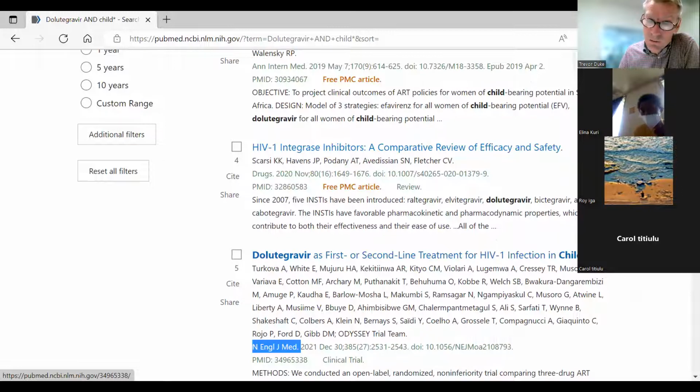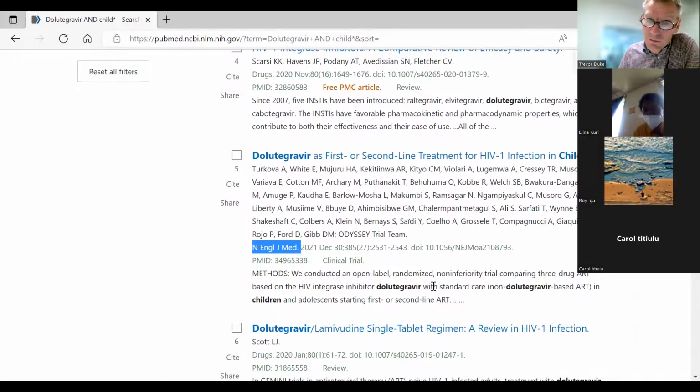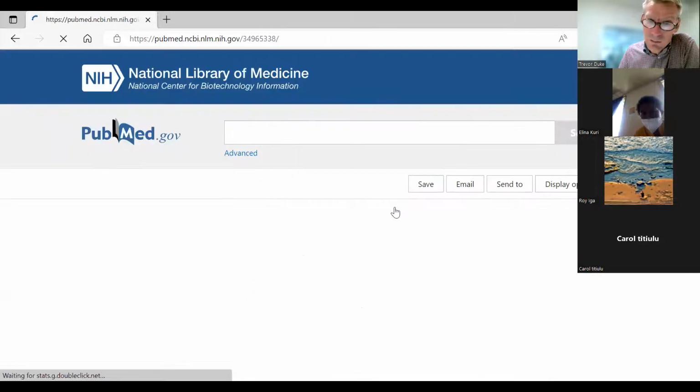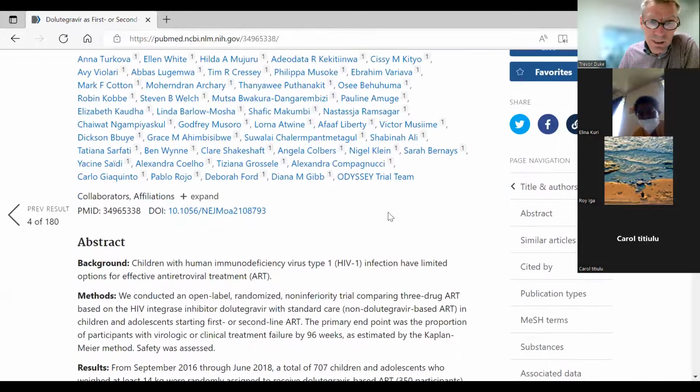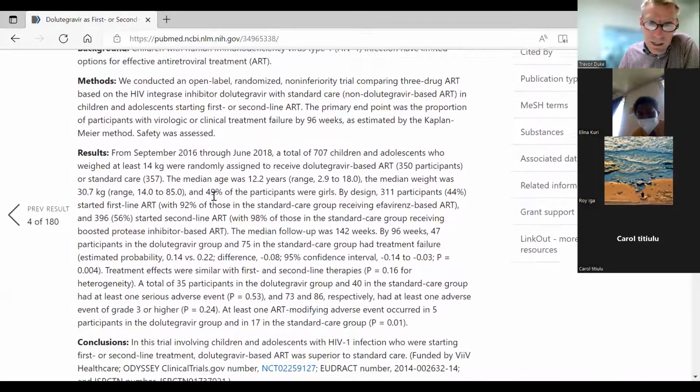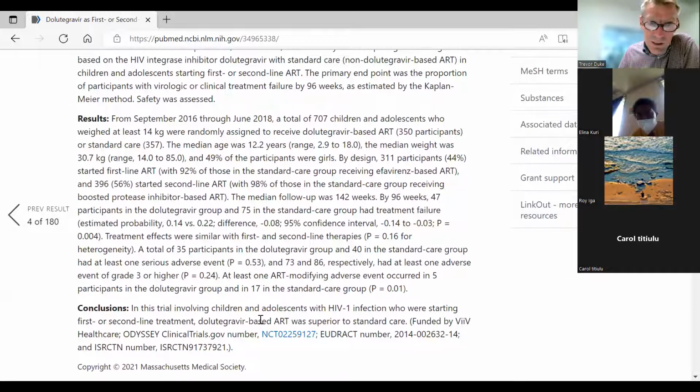You can see it's got both terms. And from that, it's likely that we'd find the results. Let's just go to this one and see if we can. From here, you can read the abstract of the paper, right? And you can see this was a trial that involved 707 children and adolescents who had HIV. Anyway, that's the way you can do it.